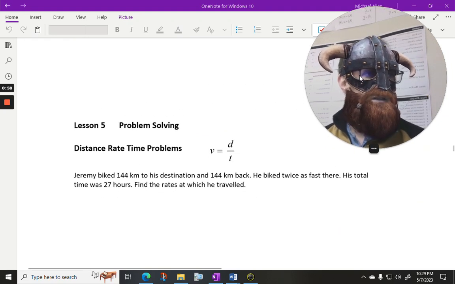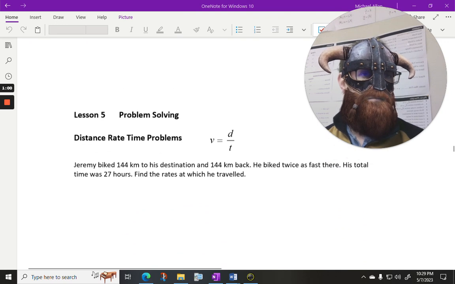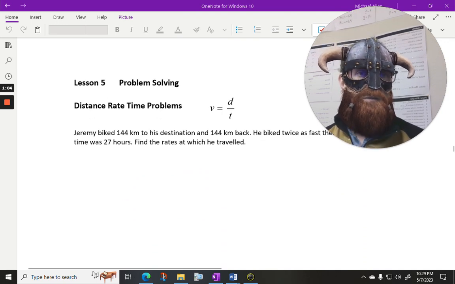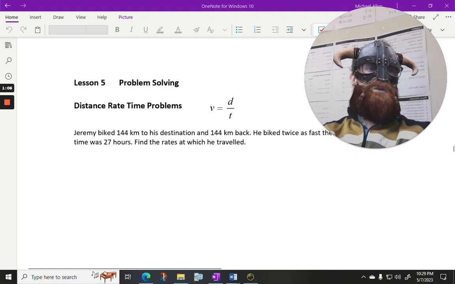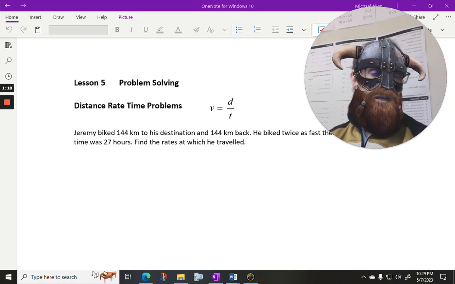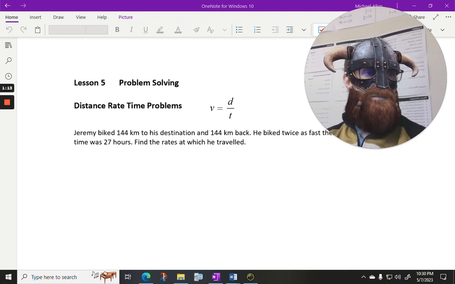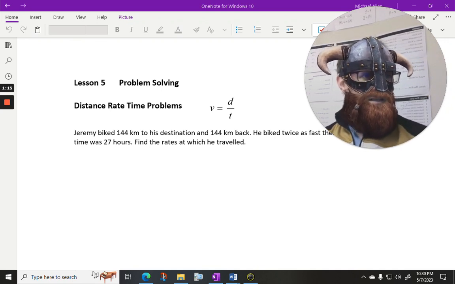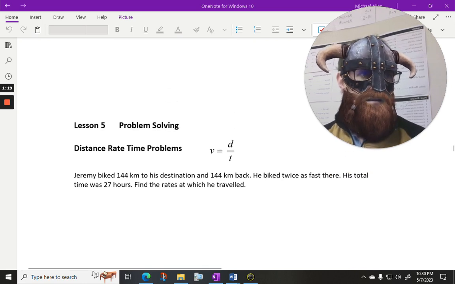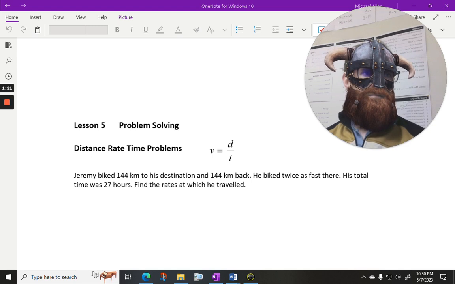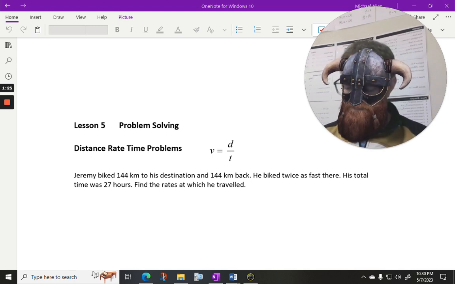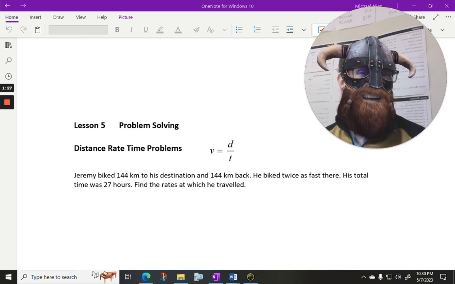First of all, let's just decode our question a little bit. We have Jeremy here. He's biking 144 kilometers to his destination and 144 kilometers back. Okay, so we've got a D there, so that's good. But he bikes twice as fast there than he does coming back. And then it tells us something about a total time. We just want to figure out how fast he's actually going.